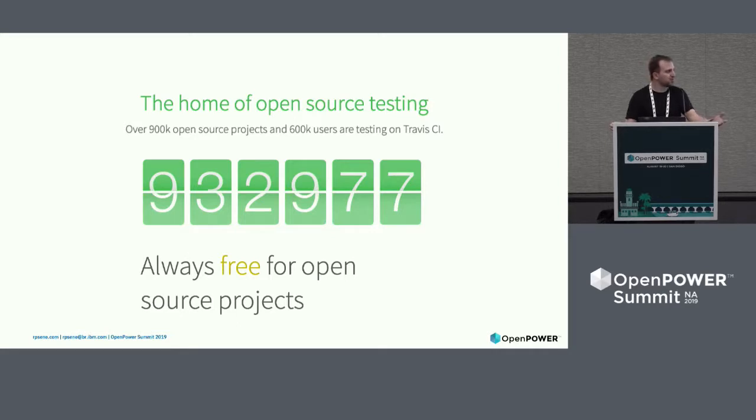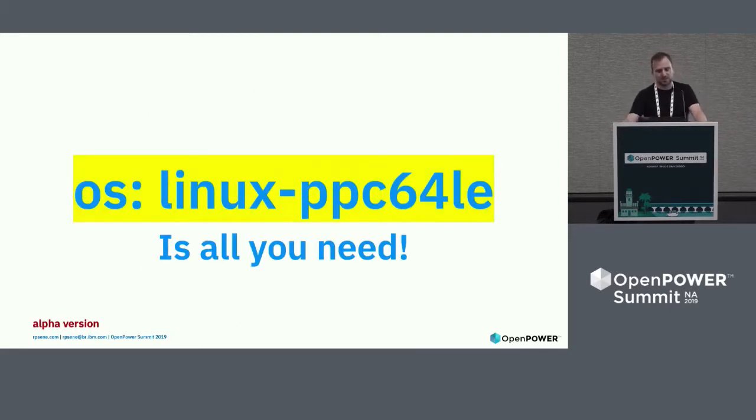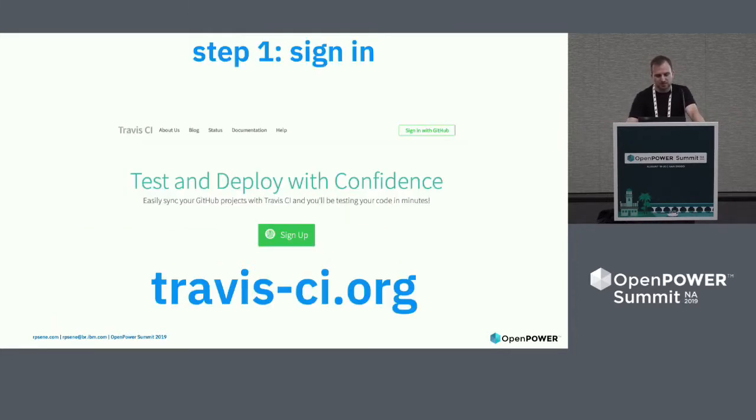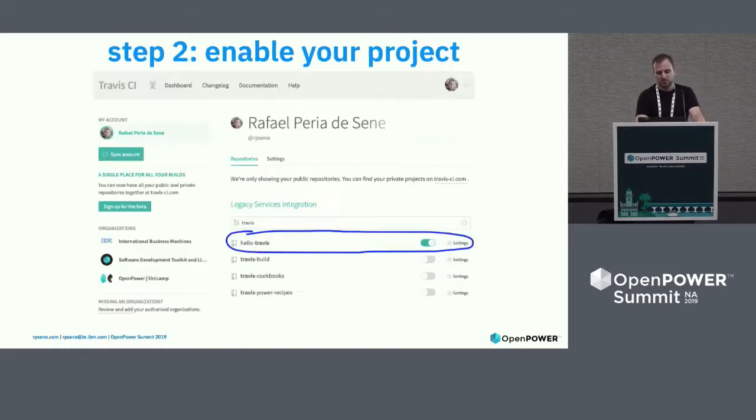And to start the build on Power using Travis, all you need is this flag. We have another one called architecture, but this will also get you building on Power. And how do you do that? That's pretty simple. Step 1, log in to travis.org. Simple. You can log in with your GitHub account. Step 2, enable your project. Also simple. Just turn on Travis for your specific project.